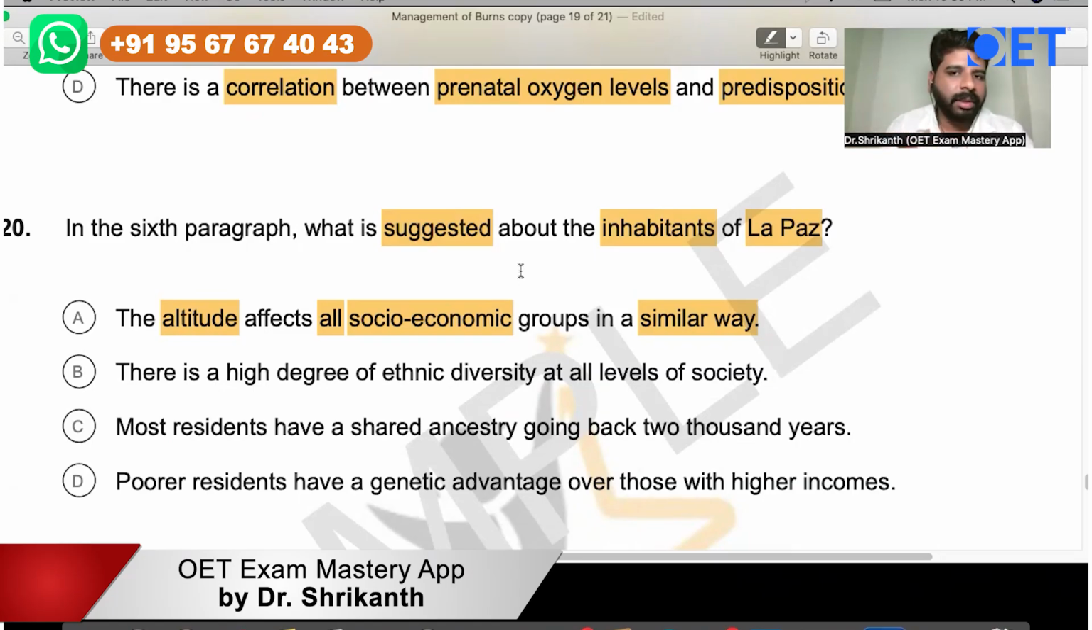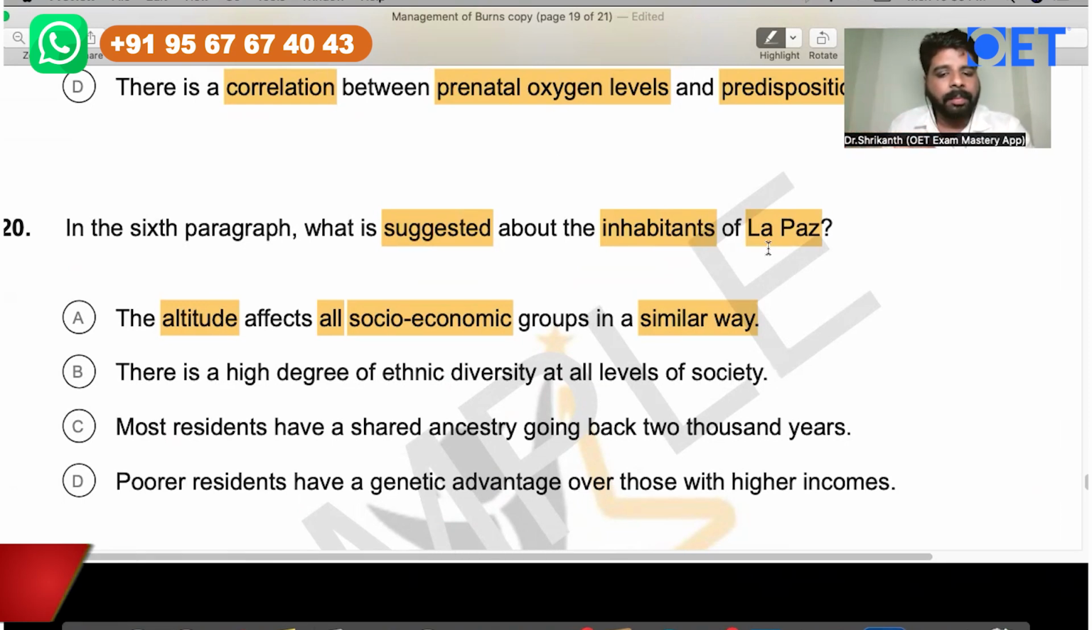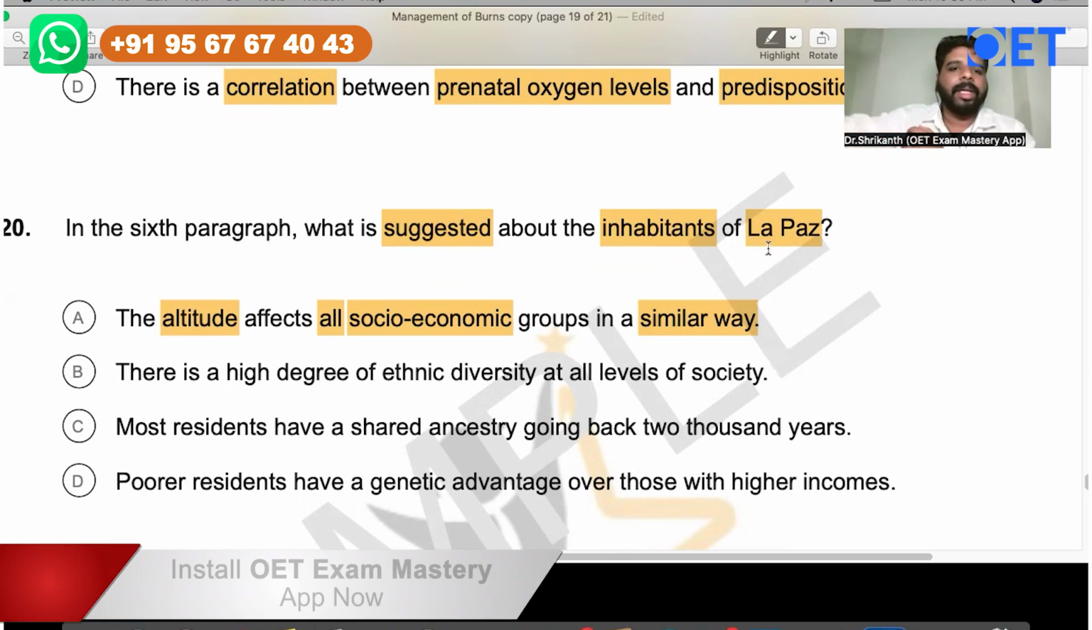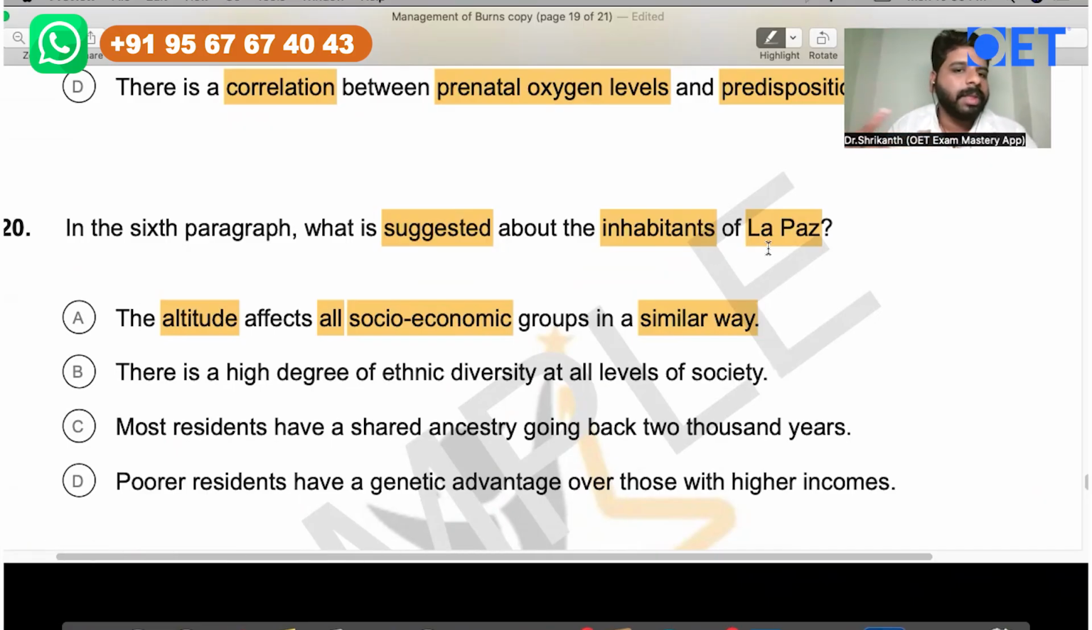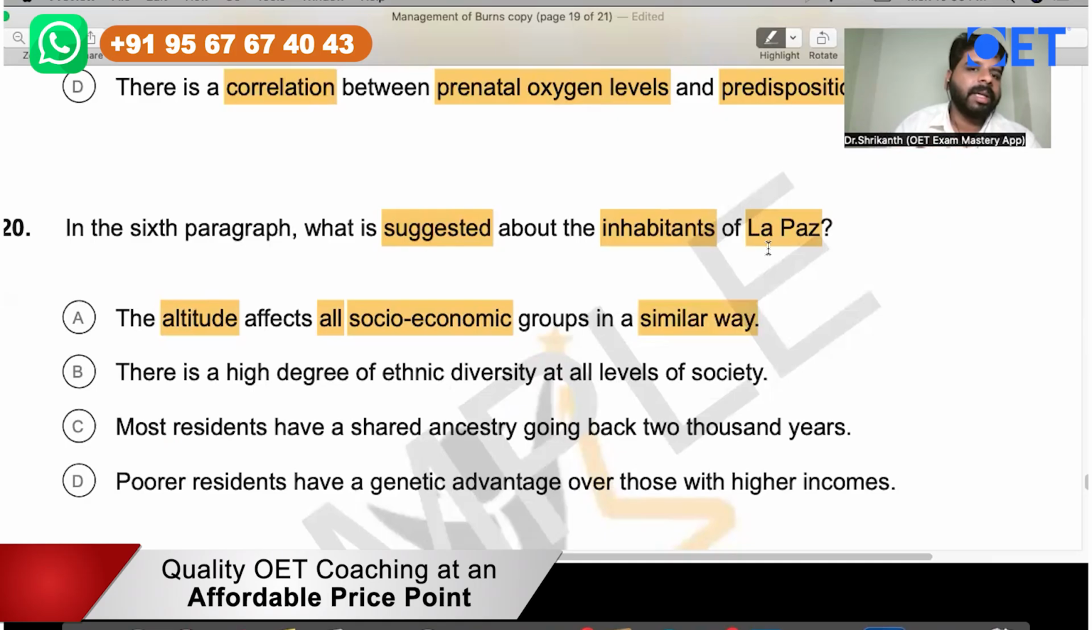That is the suggestion about people living in La Paz. So remember this about the people living in La Paz, the suggestion is the altitude affects every single person the same way. There is no discrimination there. That is the suggestion by the author about the people living in La Paz. That connection you should always have, because if that question stem connection is gone, then you may choose the incorrect answer option, even though that should not happen.